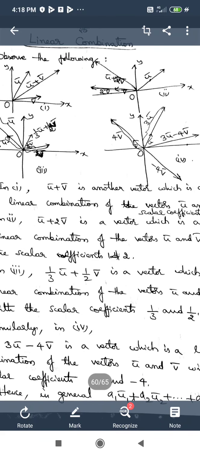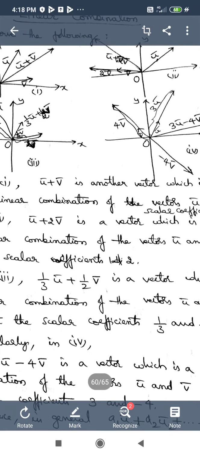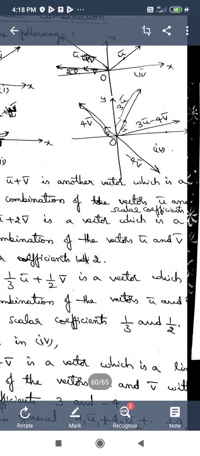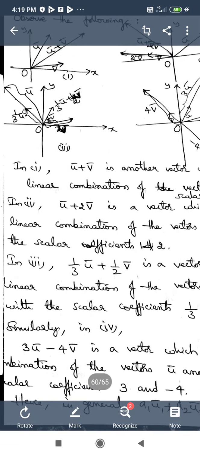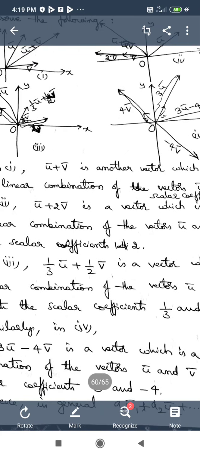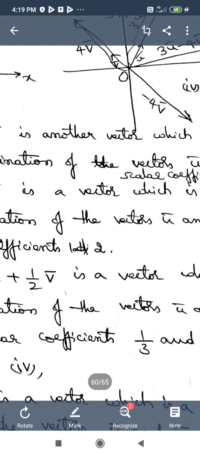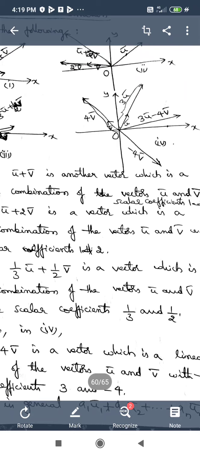And in the third figure, 1 by 3 u bar plus 1 by 2 v bar, we can observe that it is also a vector again. The sum of scalar multiples of u bar and v bar is nothing but a vector again in the same plane, in the same xy plane itself. And that vector is called a linear combination of the vectors u bar and v bar with the scalar coefficients 1 by 3 and 1 by 2.